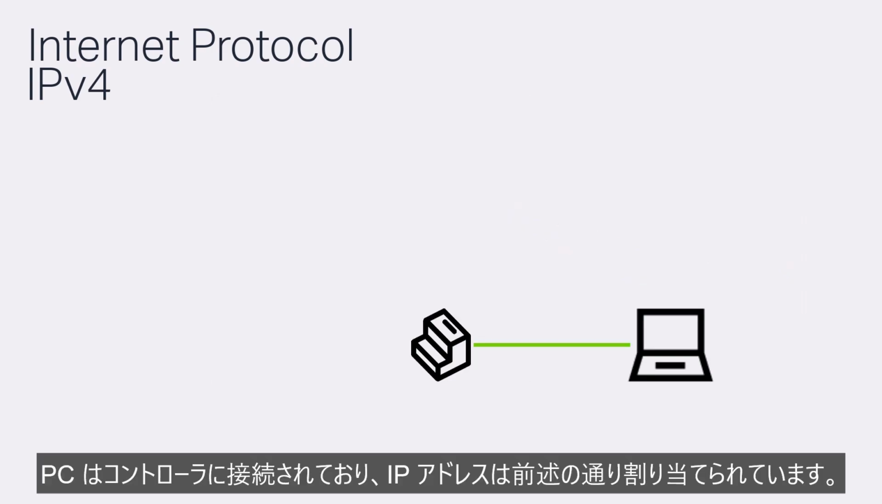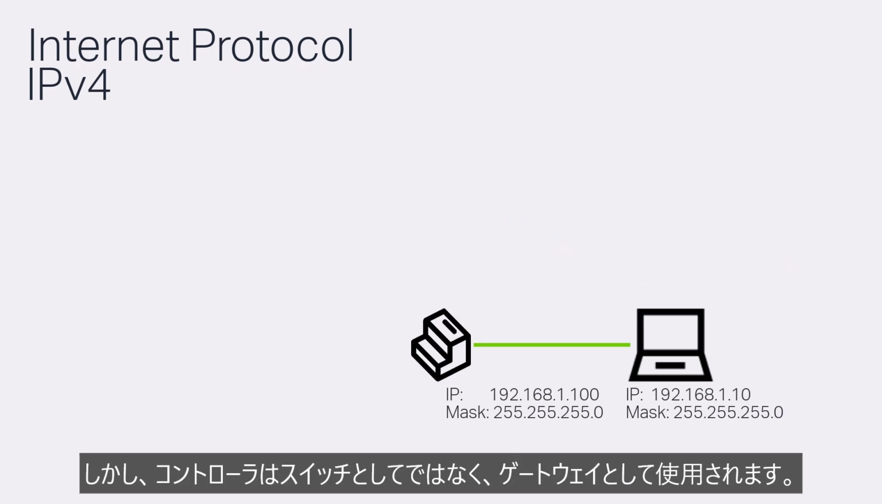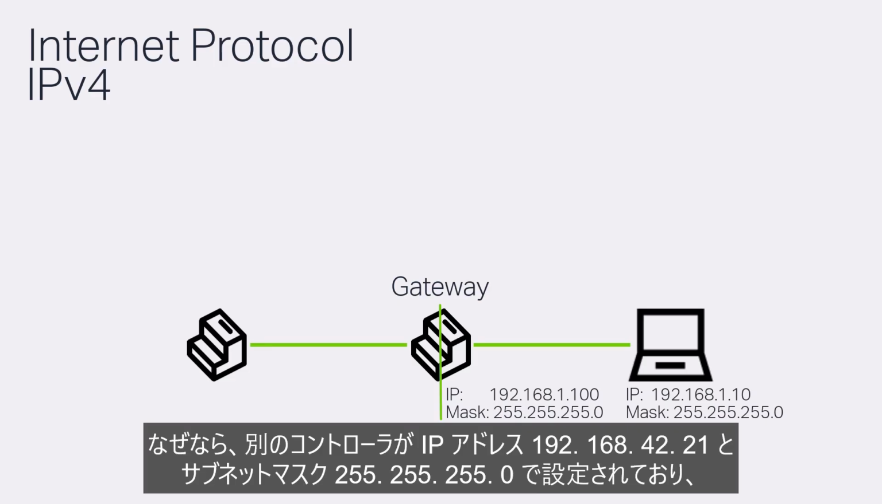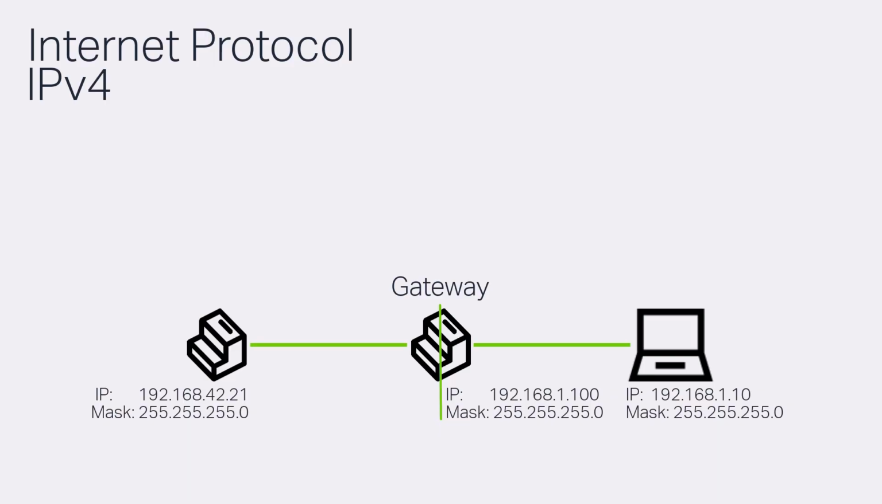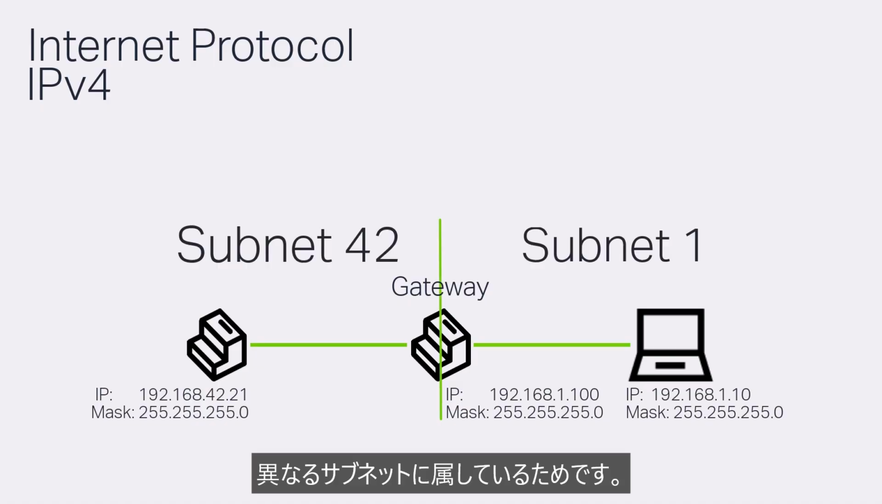The PC is connected to our controller, and the IP addresses have been assigned as before. However, the controller is to be used not as a switch, but as a gateway. Because we have another controller configured with an IP address of 192.168.42.21 and a subnet mask of 3 times 255.0, which is a different subnet.